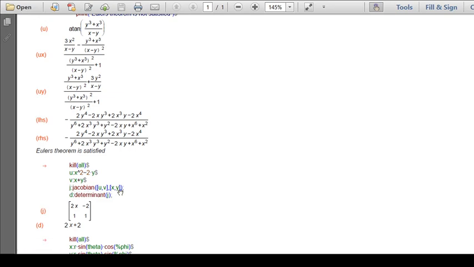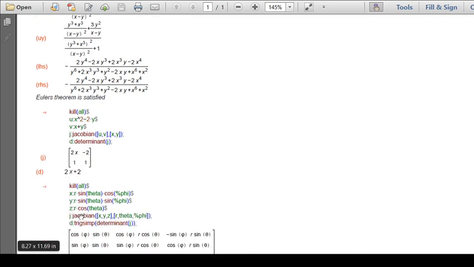So your Jacobian matrix is the partial derivative of u with respect to x, u with respect to y, v with respect to x, v with respect to y. See, the partial derivative of u with respect to x square is 2x. The partial derivative of u with respect to y is minus 2. The partial derivative of v with respect to x is 1. The partial derivative of v with respect to y is 1. Now find the determinant of this. 2x into 1, 2x, minus 1 into minus 2, minus into minus plus 2. That is our Jacobian, D. So in this fashion, you can find the Jacobian.